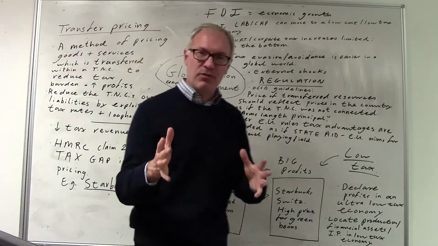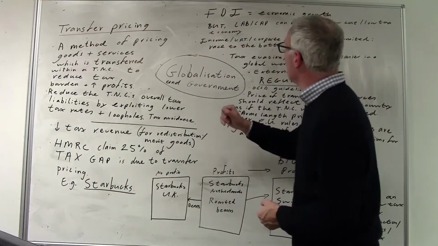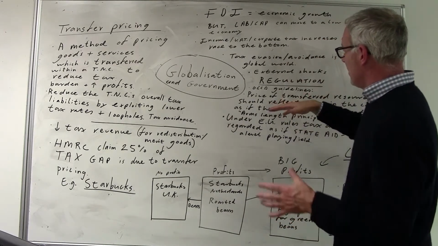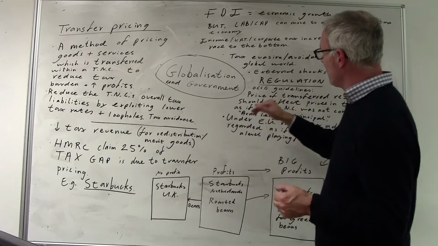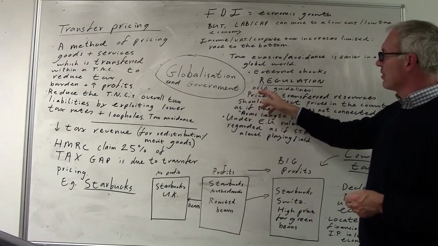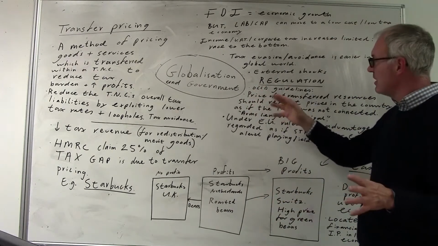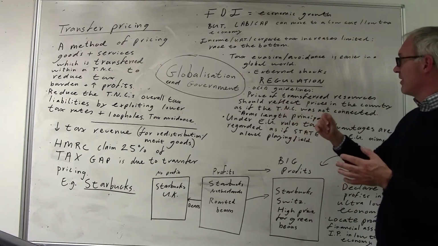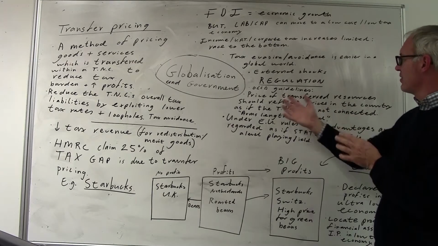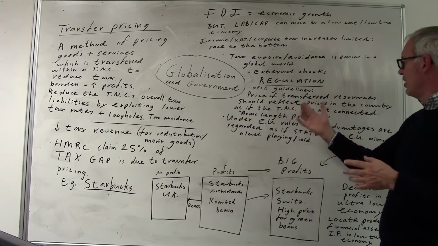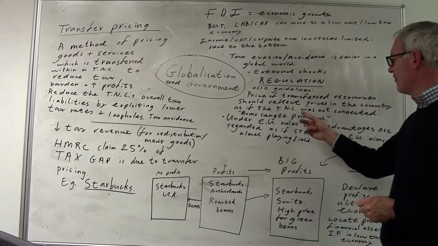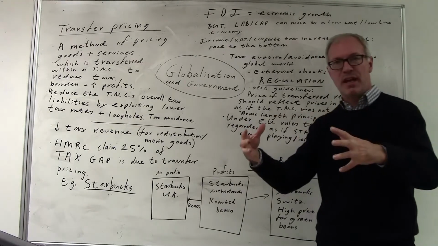And so how do governments deal with this? Well, the regulation comes about through the Organisation for Economic Cooperation and Development, the OECD, which has guidelines, and what they argue is that the guidelines stipulate that the price of transferred resources should reflect the prices in the country as if the TNC was not connected.